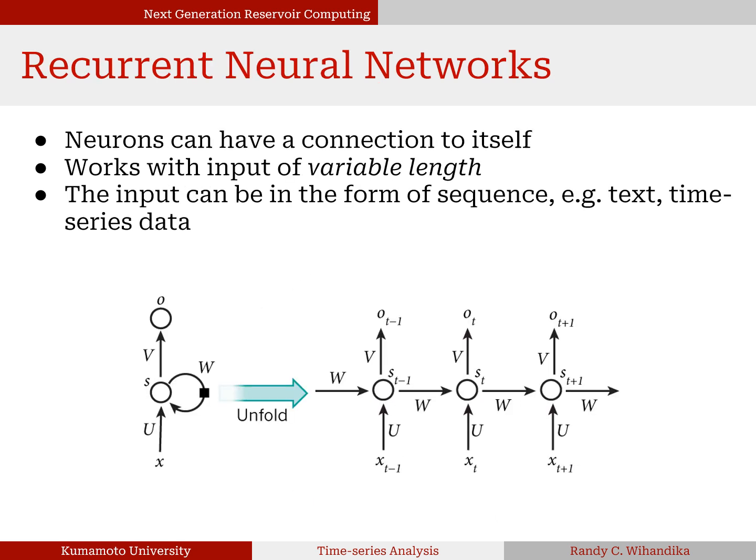Another architecture of a neural network is the recurrent neural network, or RNN, where neurons can have a connection to themselves, and it works with input of variable length. So it doesn't have to be a certain length. The length of the input and also the output can be any length. So the input can be in the form of a sequence, for example, text and other time series data.